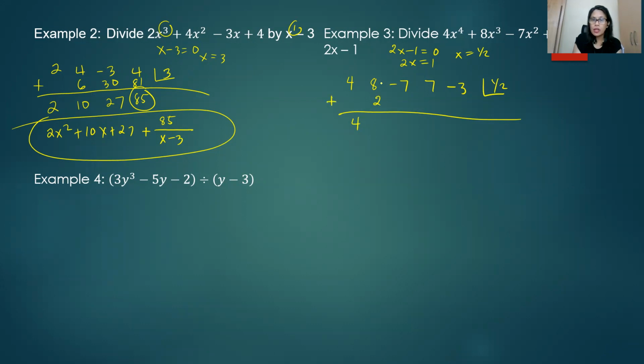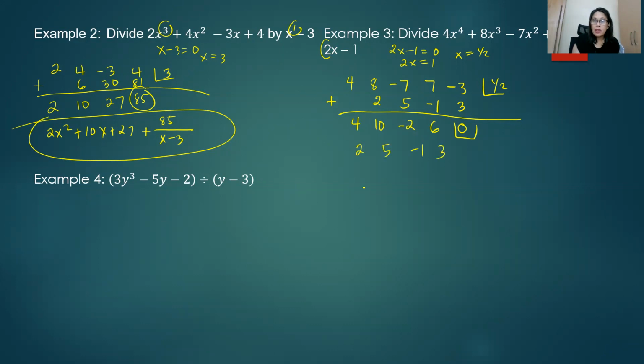So everything is addition here, plus 8. 10 times 1/2 is 5, plus negative 7, so this is negative 2, times 1/2. So this is negative 1, plus 7, this is 6, times 1/2, 3. So this is cancelled. Now guys, since the coefficient of the divisor here is 2, take note that this is not yet the final answer. We have to simplify it by dividing each coefficient here by the coefficient of x. So this is 2, 5, negative 1, and 3.